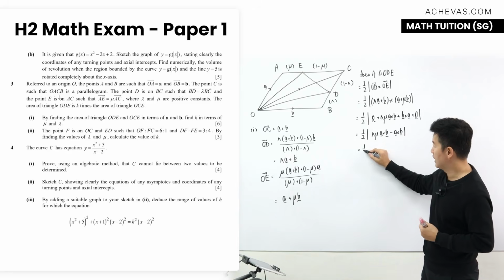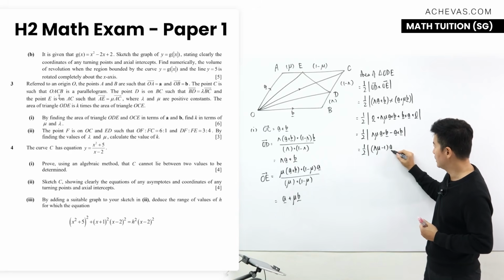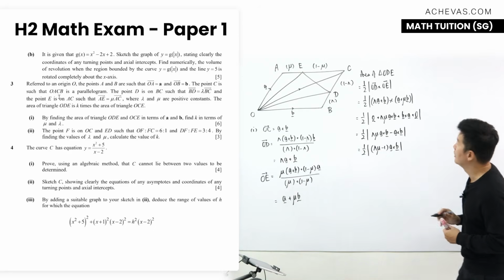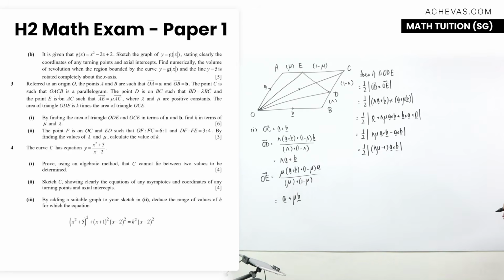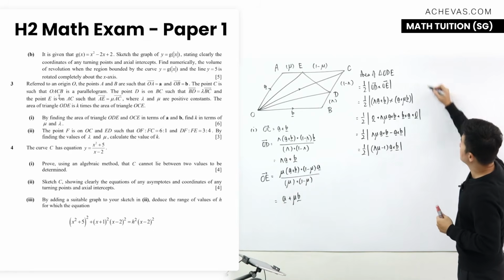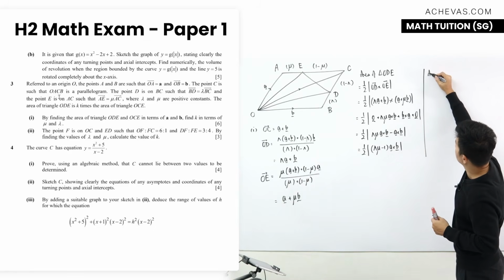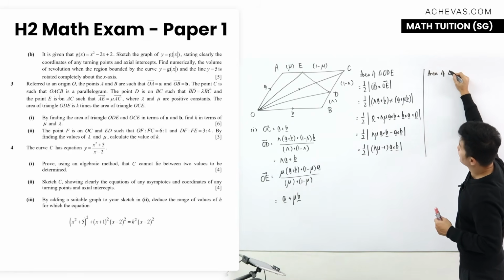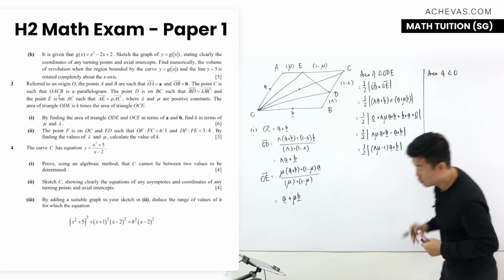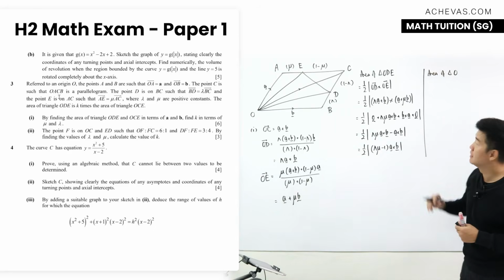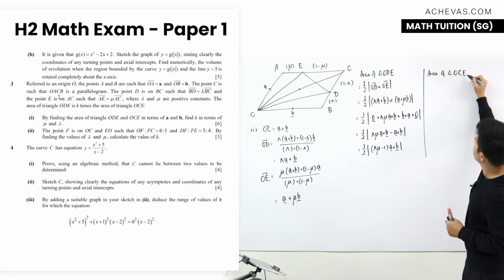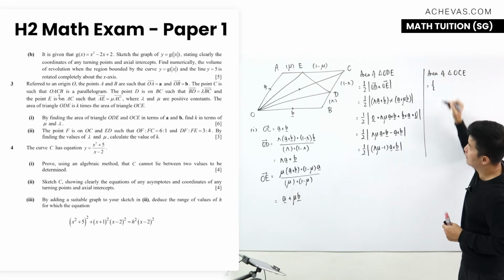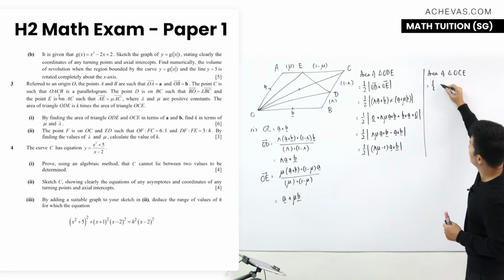It will be equal to a half modulus of lambda mu minus 1 of A cross B. So this will be the area of triangle ODE. I'm going to do likewise for the other triangle. The other triangle is triangle OCE. So for this other triangle, it is going to be half of OC cross OE.